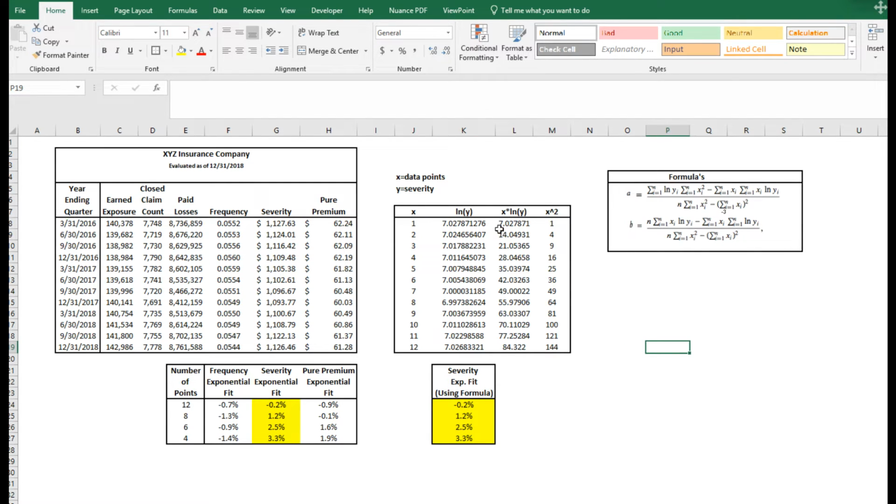What's the other word? There's a bunch of terminology for that, but ln of the output, severity. And then I take x times ln of that, because that's this point right here. And then I have x squared right here, that's why I have an x squared. So I have all these little points right here to use this formula for B, specifically for B.